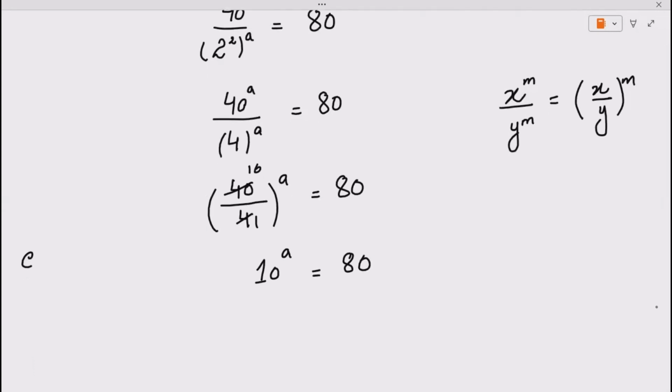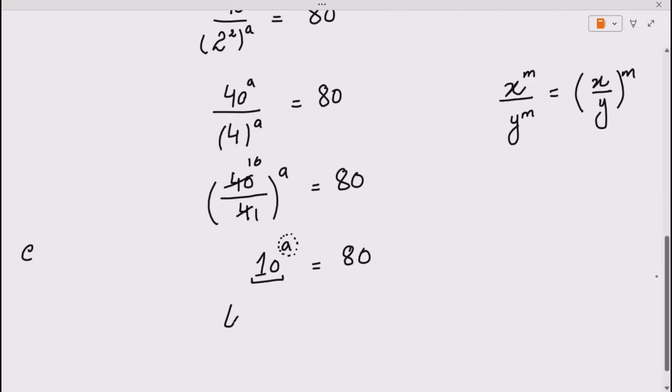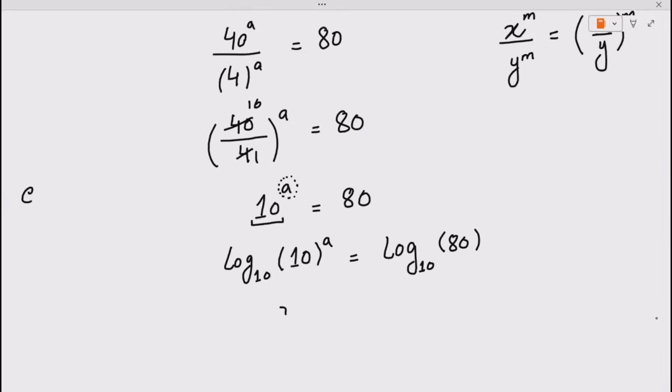Now, since we have to find the value of a, which is in the power of base 10, to bring it down we have to take the logarithm with respect to base 10, so that log base 10 of 10 gives us 1. Here also we have log base 10 of 80. So on the left hand side this becomes 1, and we get 1 into a, which is only a, equals log base 10 of 80.